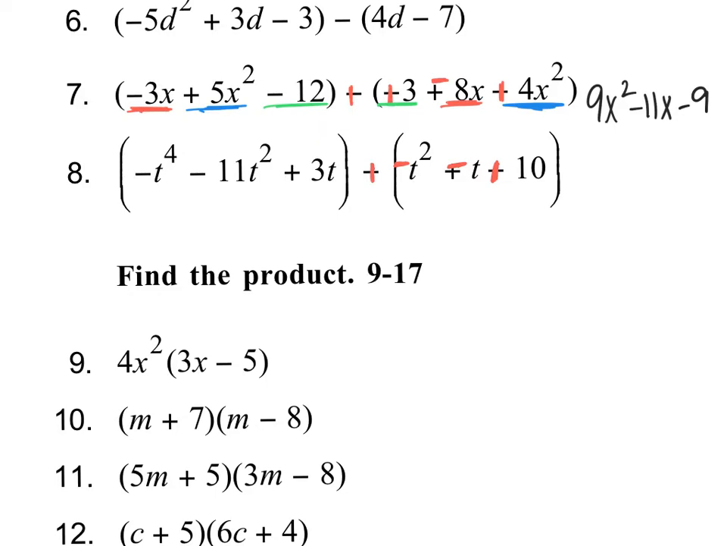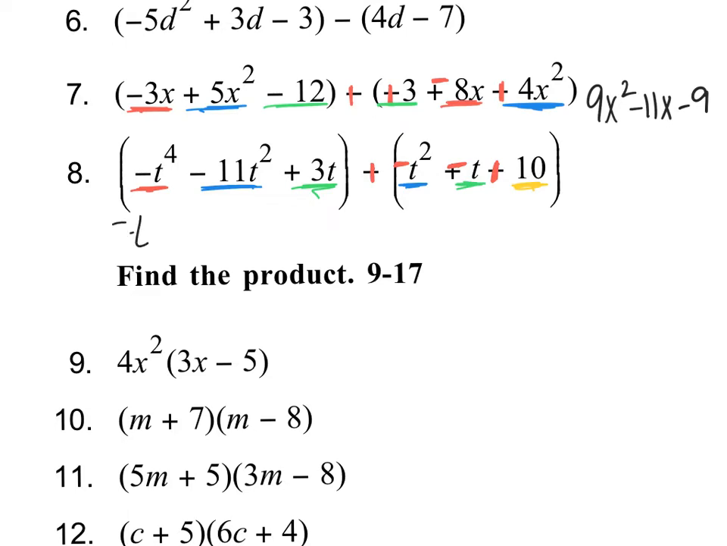So let's see what we have here. We have a t to the fourth, and I don't have a t to the fourth. I have a t squared and a t squared. I have a t and a t, and then I have the 10. And I don't have anything to add to that. So I'm going to add up the things that are alike.